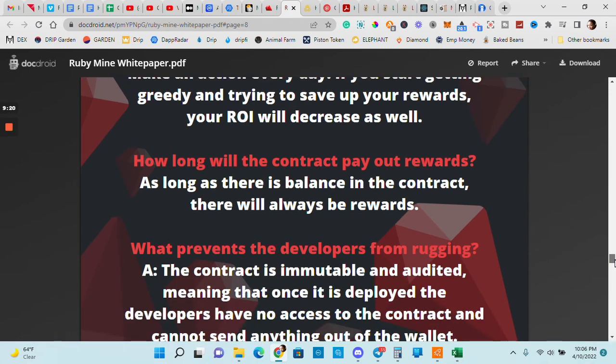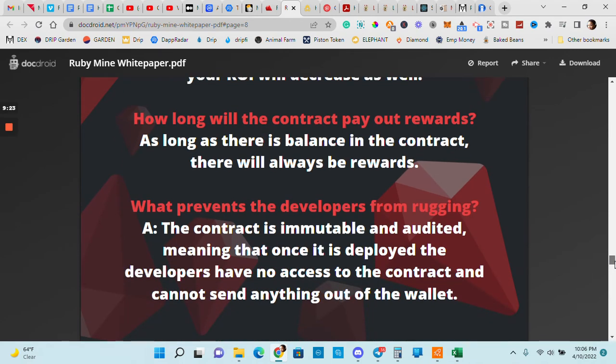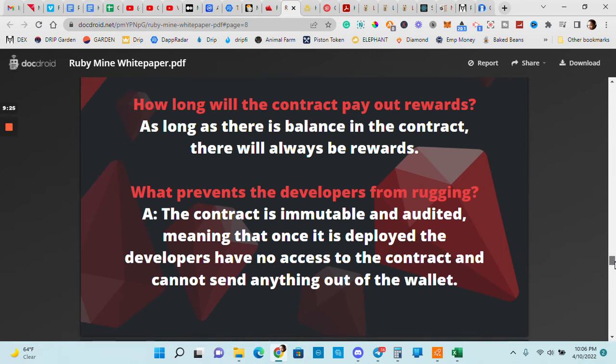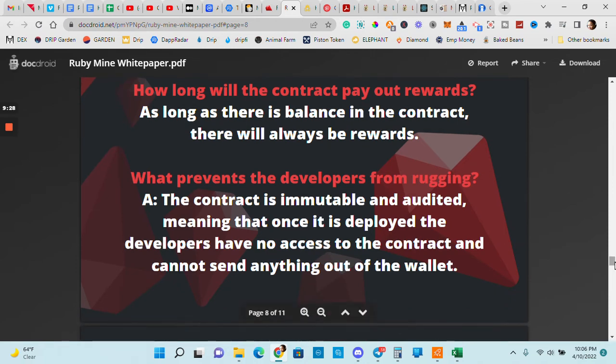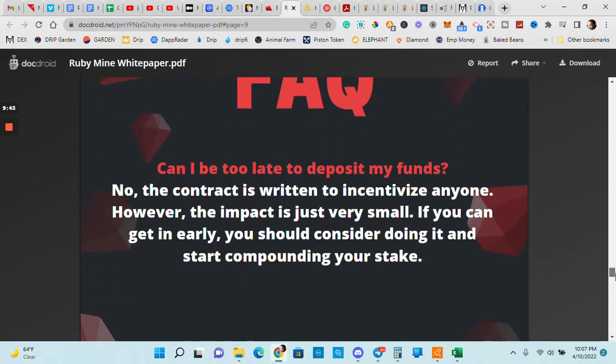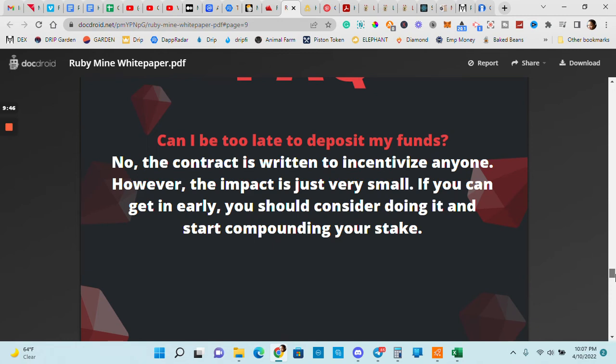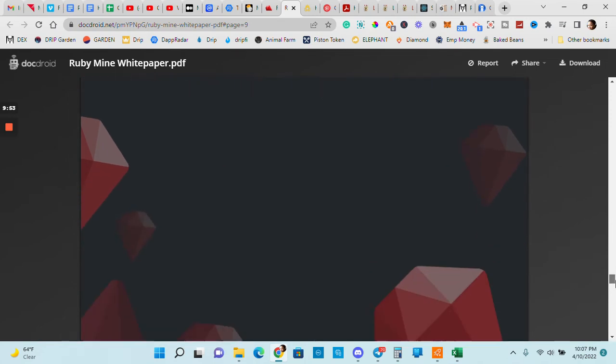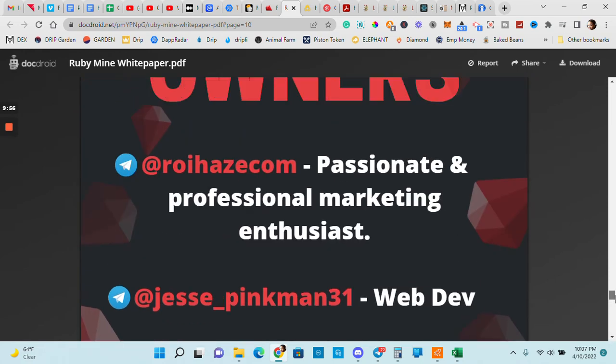How long will the contract pay out rewards? As long as there is balance in the contract, there will always be rewards. What prevents the developers from rugging? The contract is immutable and audited, meaning that once it is deployed, the developers have no access to the contract and cannot send anything out of the wallet. Can I be too late to deposit my funds? No, the contract is written to incentivize anyone. However, the impact is just very small. If you get in early, you should consider doing it and start compounding your stake. These are the devs.